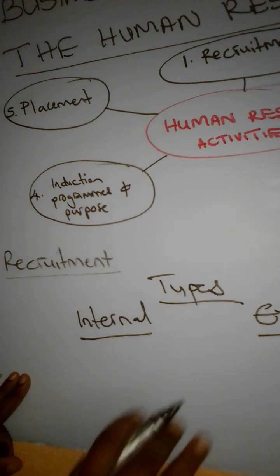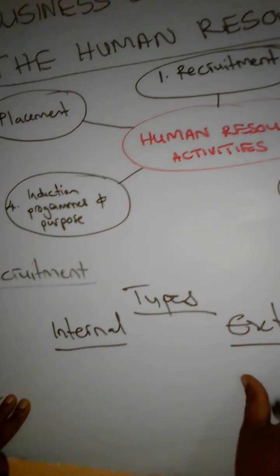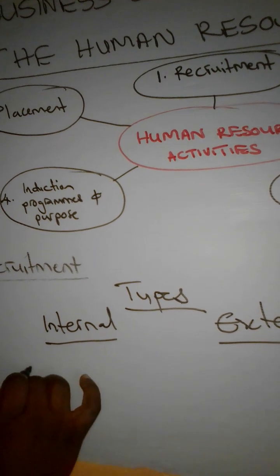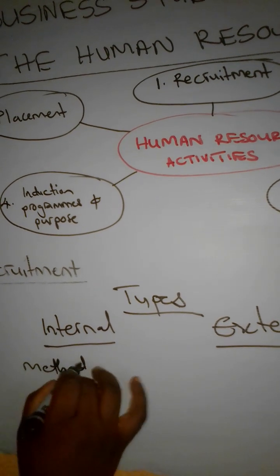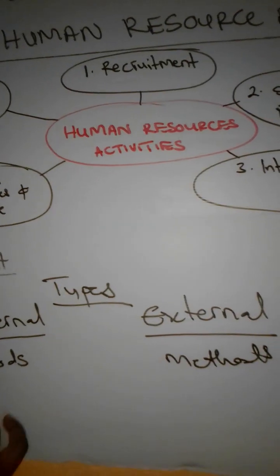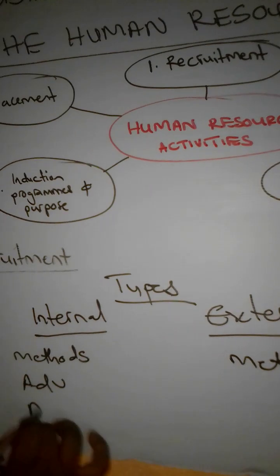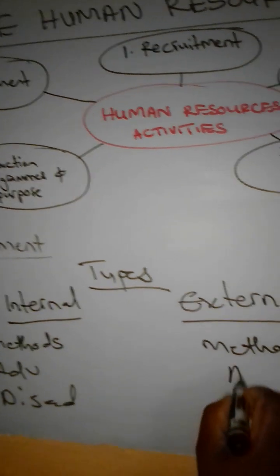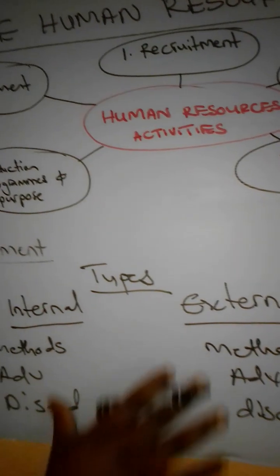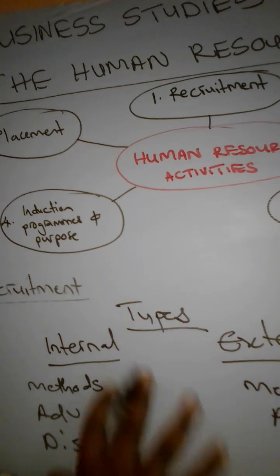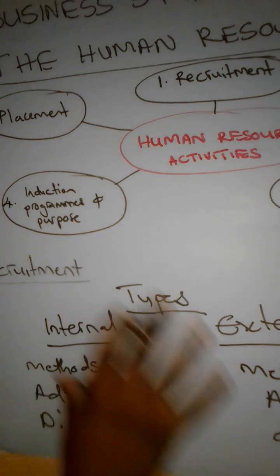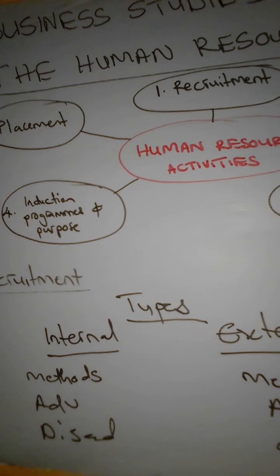Let's find out what is internal recruitment and what is external recruitment, and after that we are also supposed to look at the methods that are used to do internal recruitment. We are going to look at the advantages and also the disadvantages. All these things that I'm going to mention here are very important. They are things that you can be asked to give in an examination. So I would want you to pay special attention. Listen to me carefully as I explain.